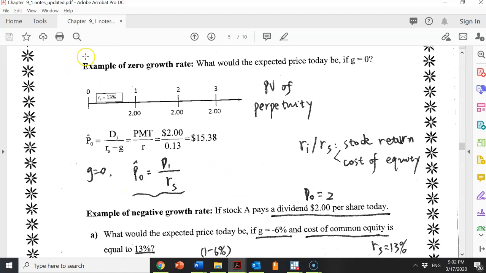I'll pause the video for now, and from the next video, we're going to discuss some examples using the constant growth model.